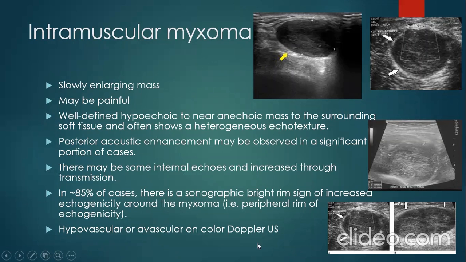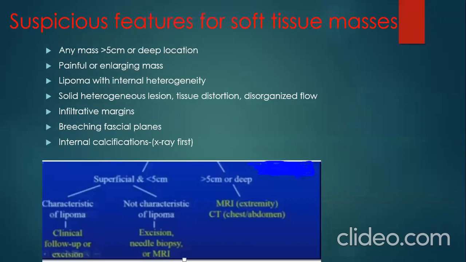In 85% of the cases, there's a sonographic bridging around the mass, which is called the peripheral rim of echogenicity. And when we turn on our color Doppler, it is hypovascular or avascular, as seen on this image where there's color Doppler. This one, we'll see that it is almost avascular. There is this blood flow, which is hypovascular. We don't expect to see increased vascularity in a myxoma.